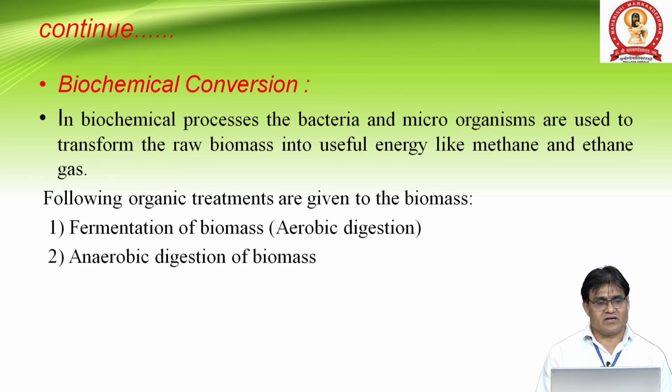Third one is the biochemical conversion. In the biochemical process, bacteria and microorganisms are used to transform the raw biomass into useful energy like methane and ethane gases. The following treatments are given to the biomass. There are two processes for conversion of biomass into bioenergy in the biochemical conversion process. First, the fermentation of biomass. Second is anaerobic digestion of the biomass.